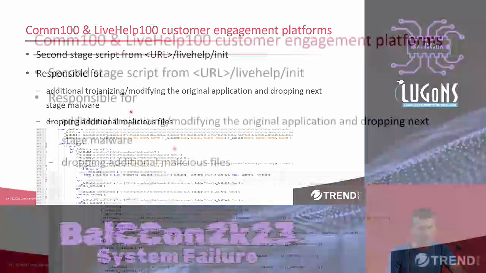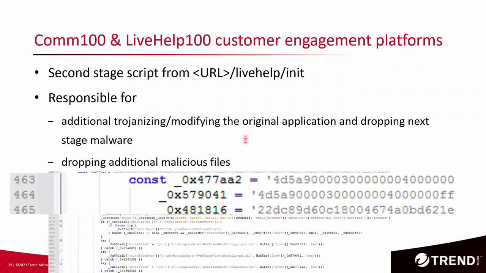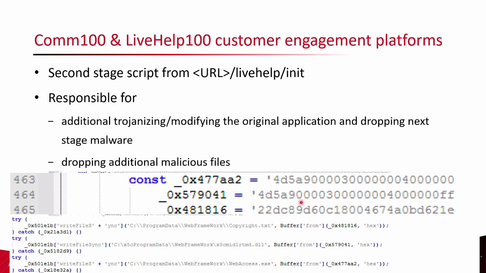Inside the JavaScript source code, you can also notice variables which contain hexadecimal strings starting with 4D5A90, which is the MZ marker of an executable file, and some binary file. Then this content is dropped into three files, an executable, a DLL, and a binary file, and executed.